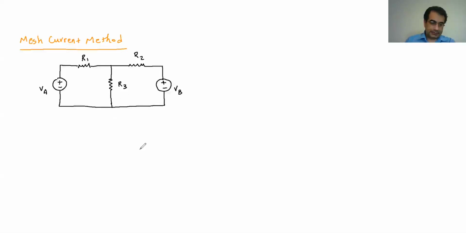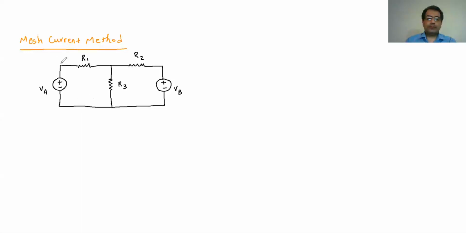The very first step is that you are going to define the meshes, or in other words, define the loops that you are going to use. So here I have this loop, that's a closed loop. Remember the Kirchhoff voltage law: if you have a closed loop and you add all the voltages in that loop, they should come to zero.